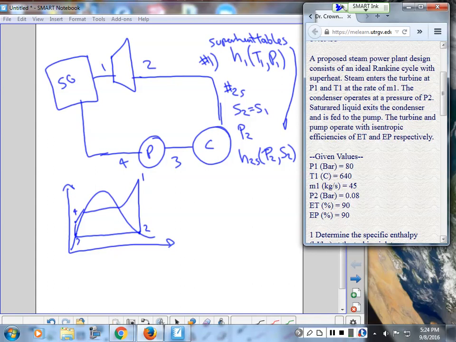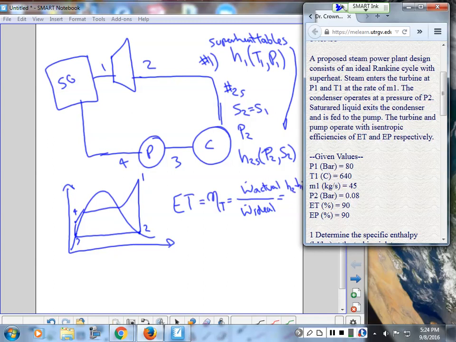Right? Then, but how do I find the real one? Well, the turbine efficiency, which I called ET, is going to be the actual output over the ideal output. So the actual is always going to be less than the ideal, right? So my efficiency is less than 1. So this is 90%. So what is the ideal output? They're both m dot times delta H. So this is H2 minus H1.